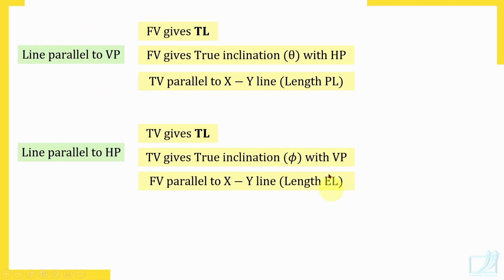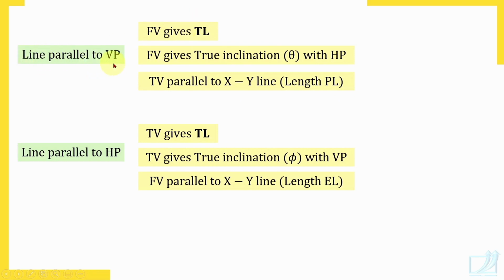These are points you will have to remember. Now listen, line parallel to VP. These three points are associated with a line parallel to VP. But what I am telling you, listen, these 4 points are very rigidly attached to each other. In the sense, if I tell you that a line is parallel to VP, then you should immediately realize this.